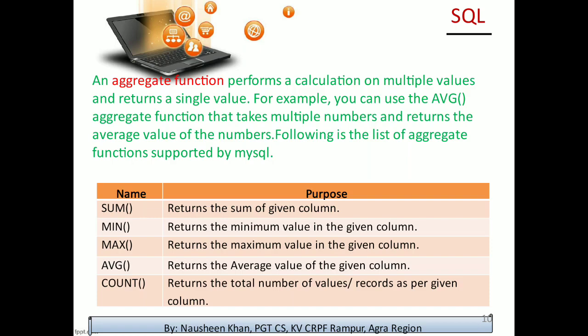Then the AVG function will calculate the average of the given column. That means there are multiple rows in the input. It will calculate its average and give the result as a single row. Count, again it will take multiple rows as input. It will count the total number of values or records as per the given column and it will give a single row result, that is the total number of records.